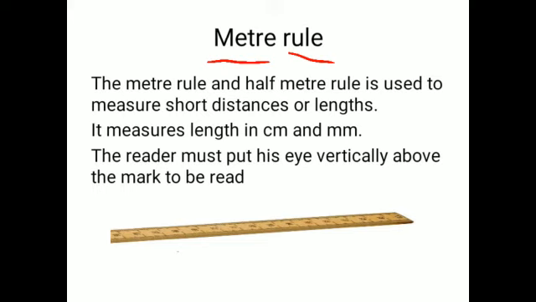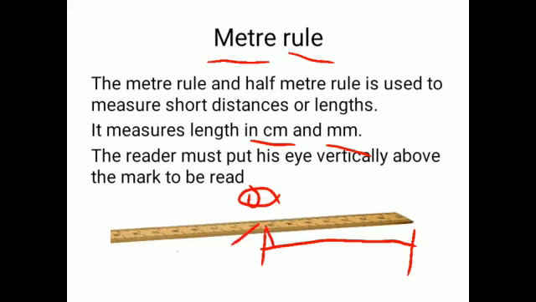And what are the lines marked on it? Centimeters and millimeters are marked on it. How do you read the measurement you are marking with it? You have to put your eye, suppose this much is the length and you are measuring it, just above the line which you are interested to read. Otherwise, you will be using the right instrument but you won't be able to take the correct or accurate reading. This is called parallax error.